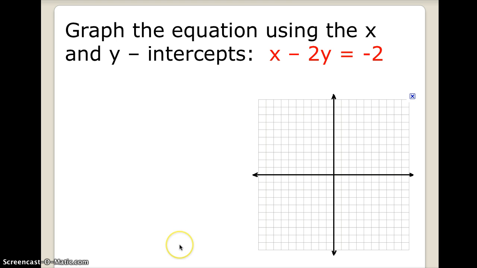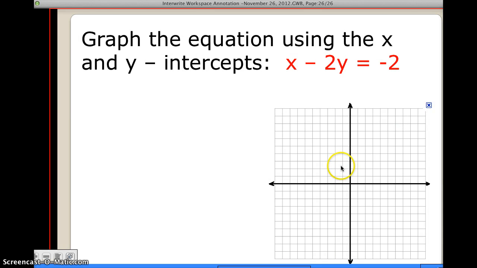This one says graph the equation using the x and y intercepts. Alright, so it's a different one. Notice it's in standard form. Let's first find the x-intercept. Sometimes they'll tell you to graph it by finding the x, y intercepts. Sometimes they don't tell you. They just tell you to graph it, and they don't tell you which way to do it. And doing it by the x, y intercepts sometimes is easier to do it that way.